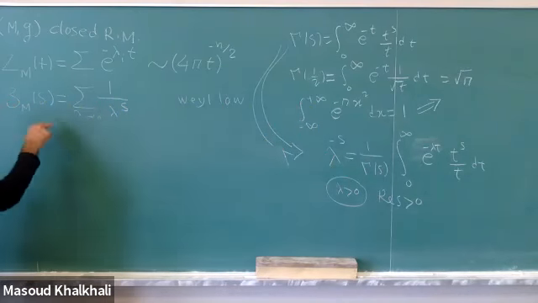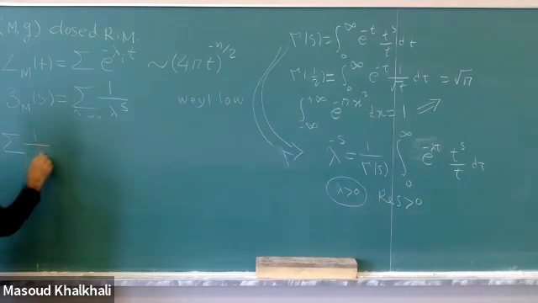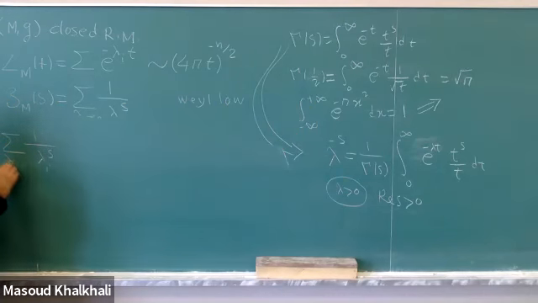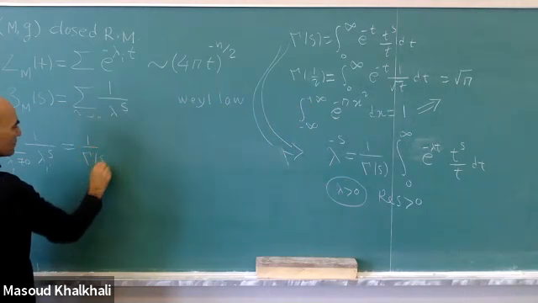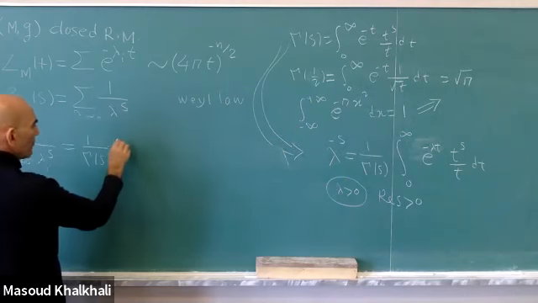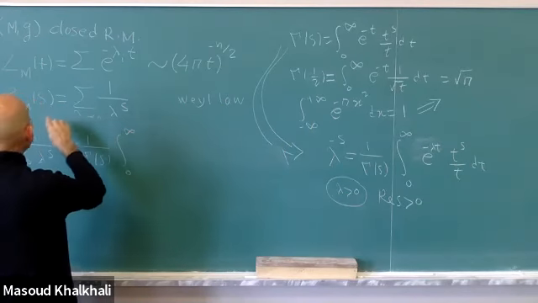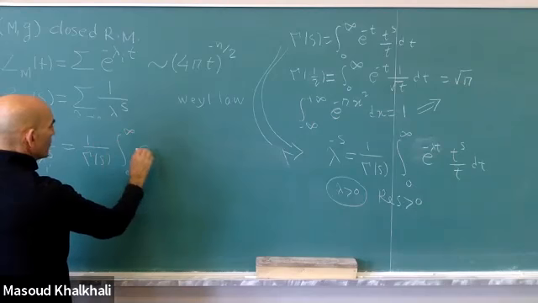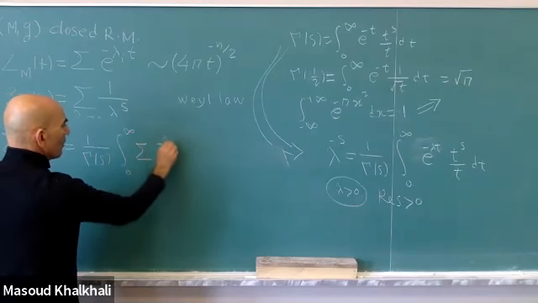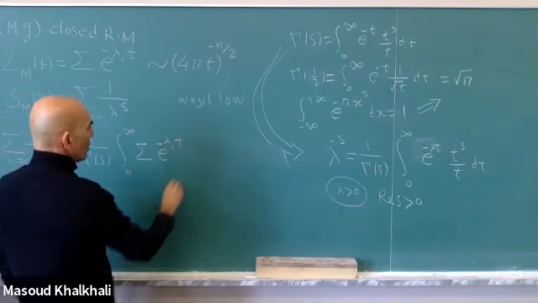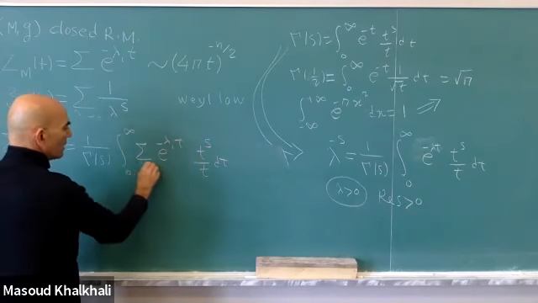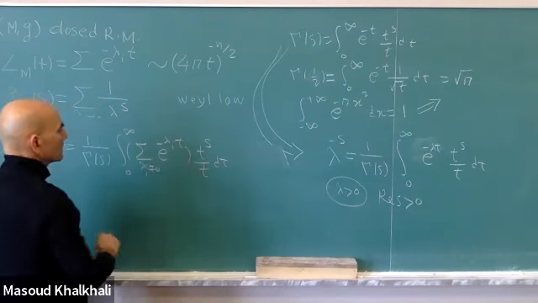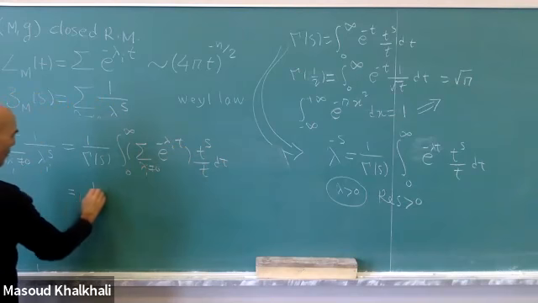Okay, so then we get the sum of 1 over lambda_i to the power s, with lambda_i different from 0, is equal to 1 over gamma of s times the integral from 0 to infinity of the sum of exponential of minus lambda_i t, t to the s over t dt. And here lambda_i is different from 0.